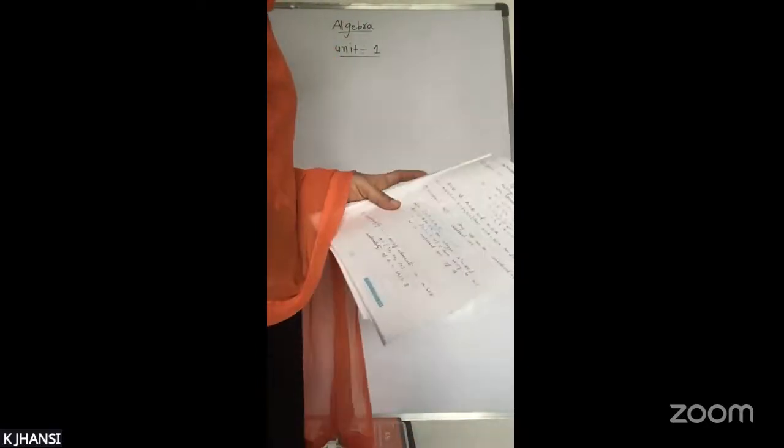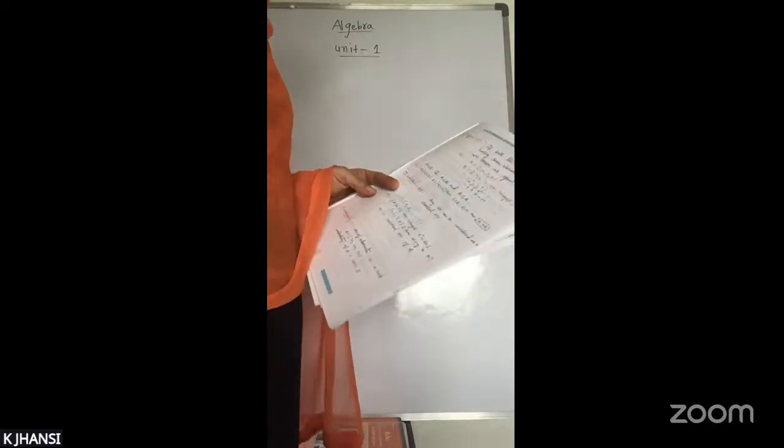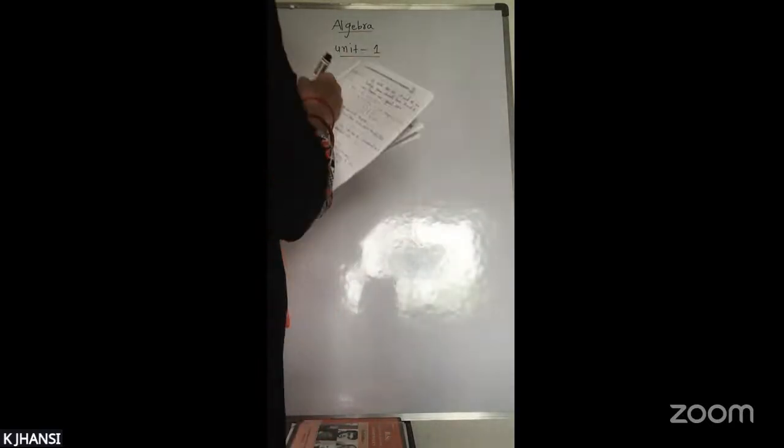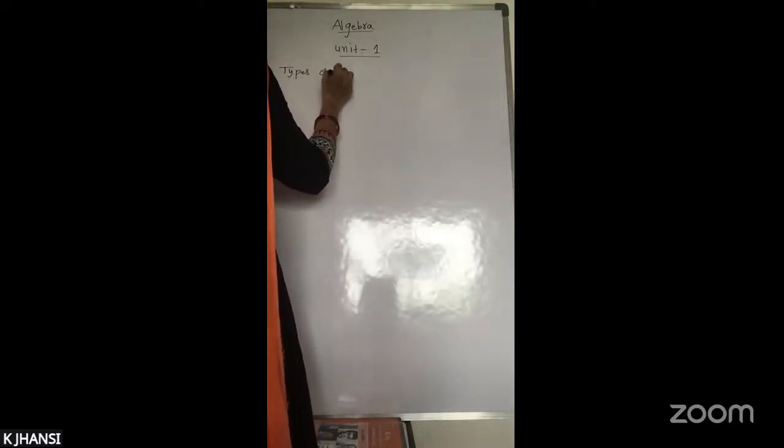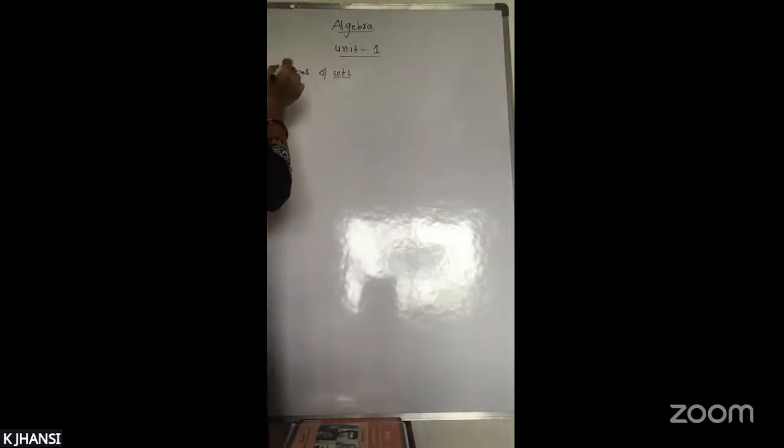So next, the universal set is there. Universal set means in finding the union and intersection, there we use the universal set. Okay. So in types of sets, one more type is the universal set.